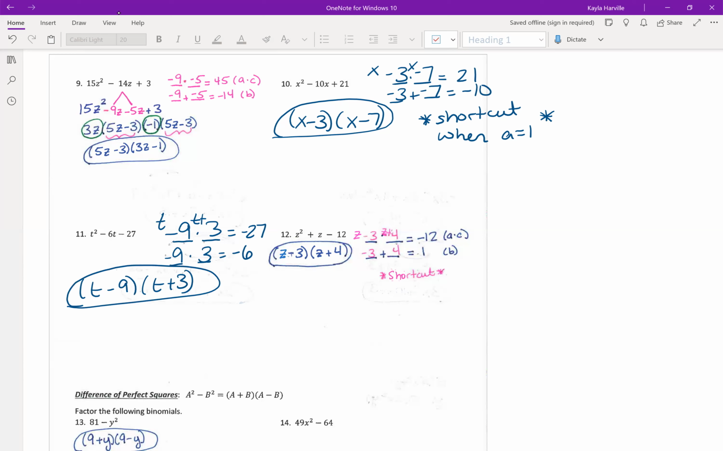And if we were to FOIL that out, we would get t squared plus 3t minus 9t minus 27, and that's equal to negative 6t in the middle. So that's what we have. And there's a third one there that's already worked out.